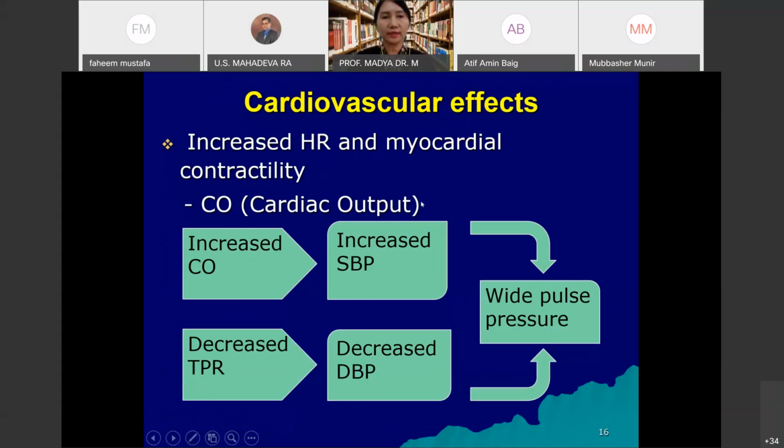So also in our cardiovascular effect, due to the direct action on the SA node, it will increase heart rate and myocardial contractility, and this leads to increase in cardiac output. And cardiac output raises the systolic blood pressure, and due to vasodilation, there will be decrease in total peripheral resistance and decrease in diastolic blood pressure. And with the combination of these two effects, there will be wide pulse pressure. This effect is pronounced in the hyperthyroid state.